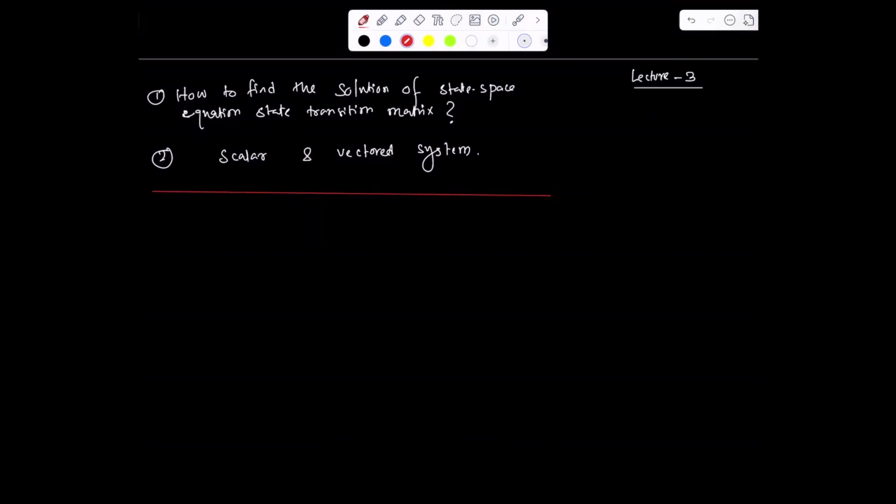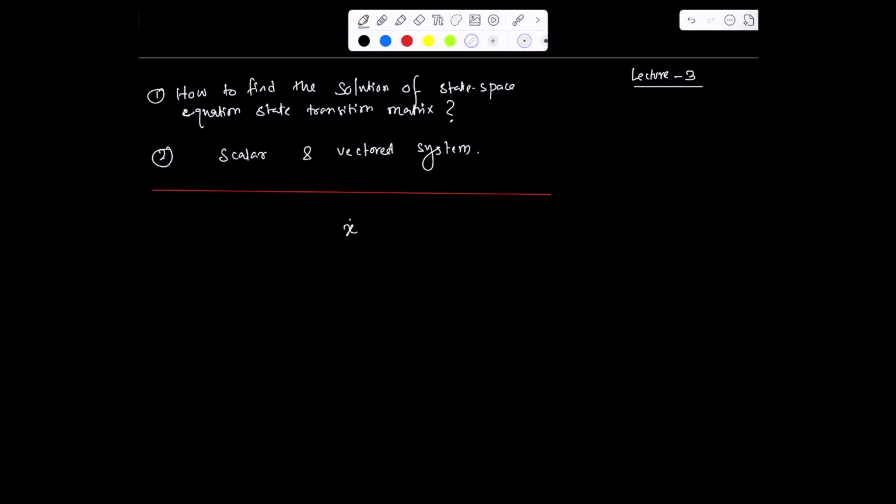First, we'll take the scalar system and find its solution. These are the topics we are going to cover in today's lecture. Let's start with the system. We have the scalar system x dot equal to a x(t) plus b u(t). Let me define this as equation number one. And this is the scalar system.